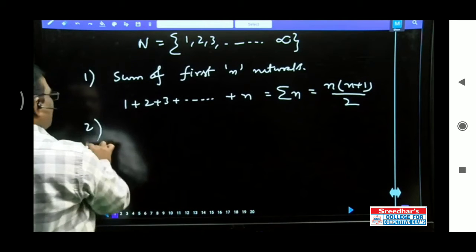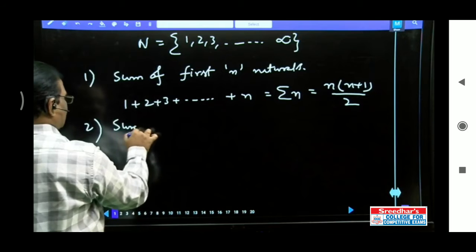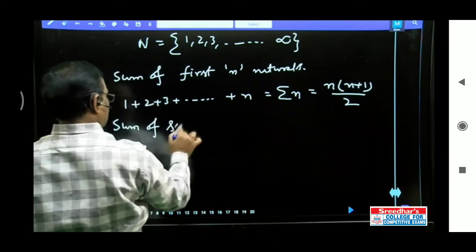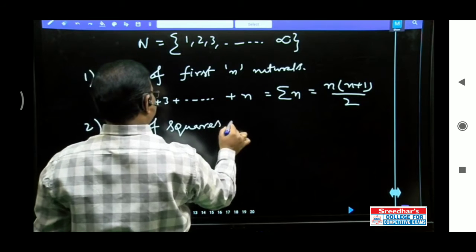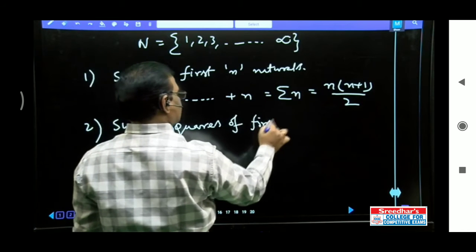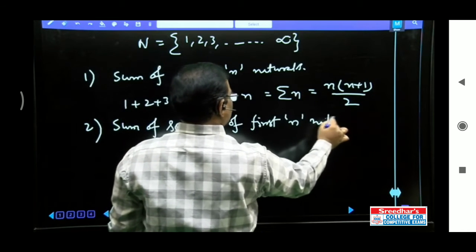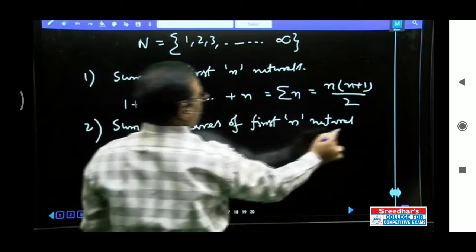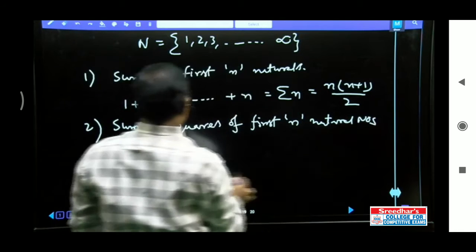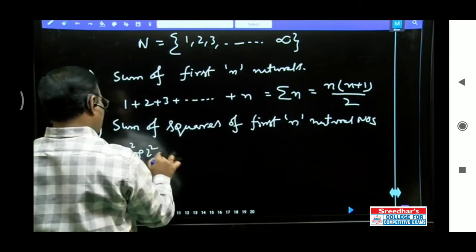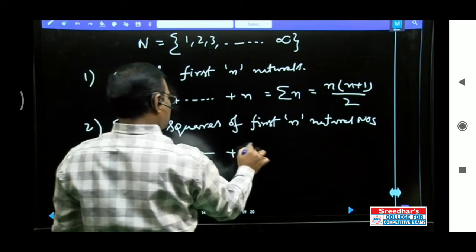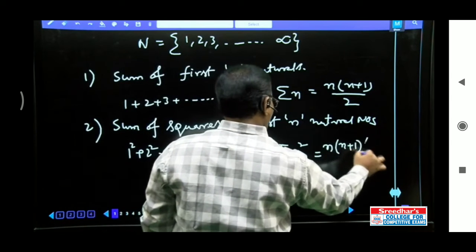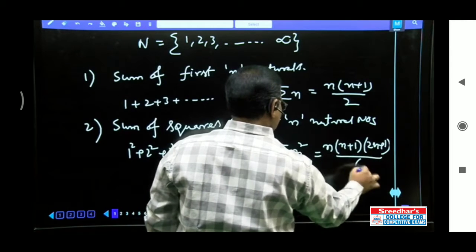Second one, the sum of the squares of the first n natural numbers. That means 1 square plus 2 square plus 3 square and so on up to n square. This is denoted by sigma n square. Sigma n square is nothing but n into n plus 1 into 2n plus 1 by 6.